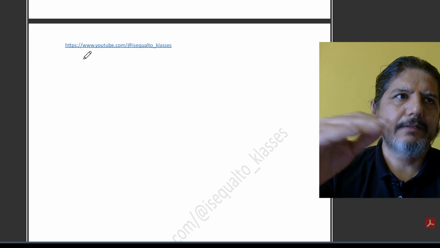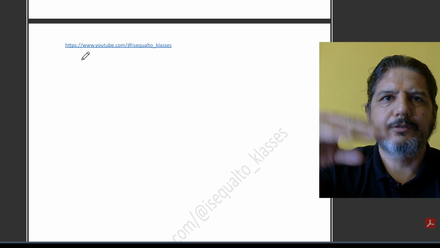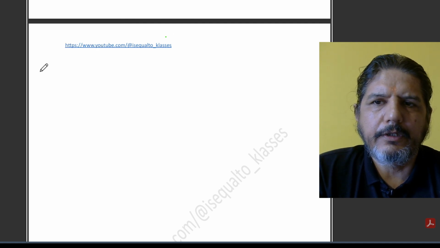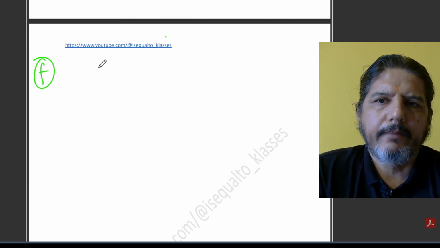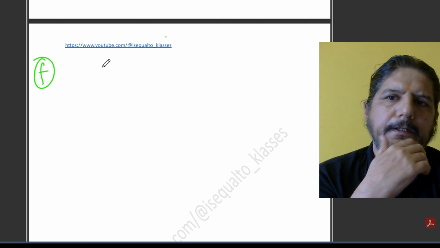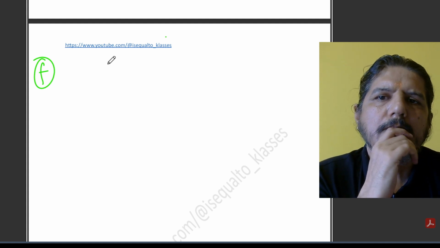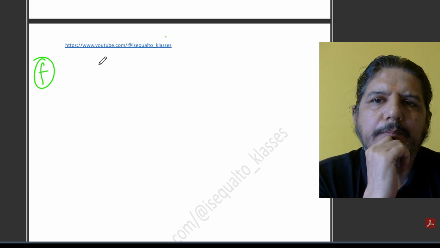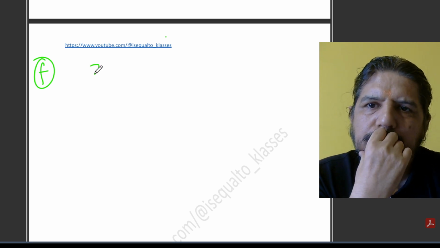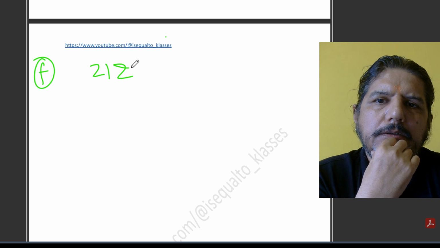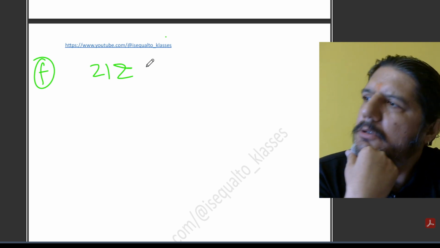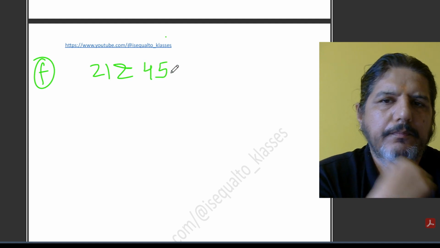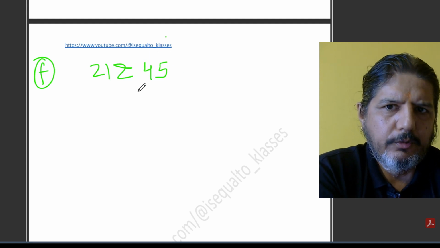See, finding the LCM is a critical part of addition or subtraction of fractions. Let me take a few more examples so that things are clear. Let me take an example of 21 and 45. Try to do it on your own.